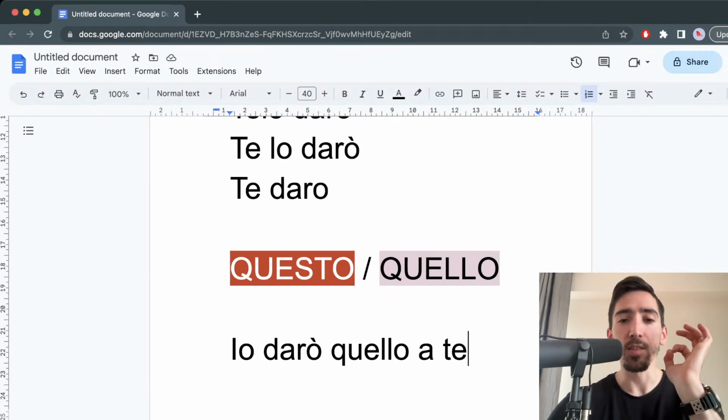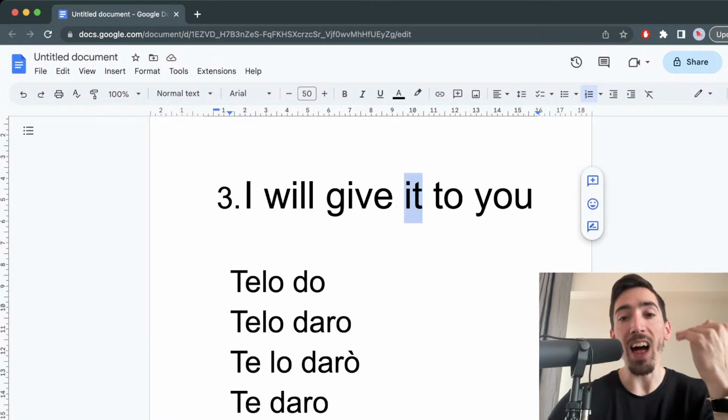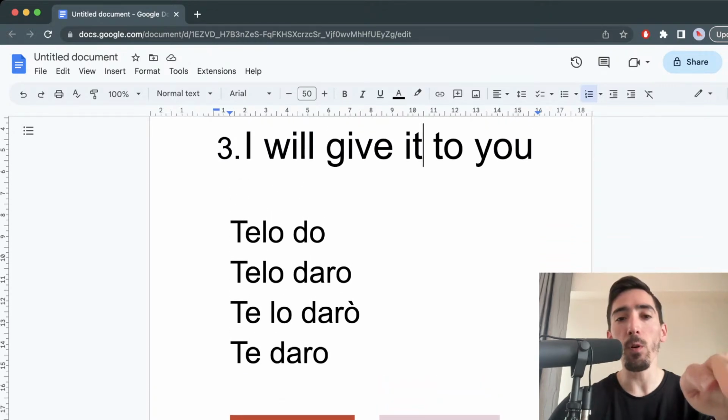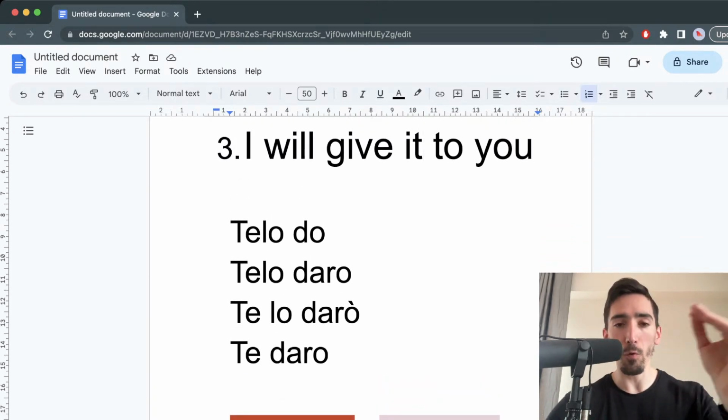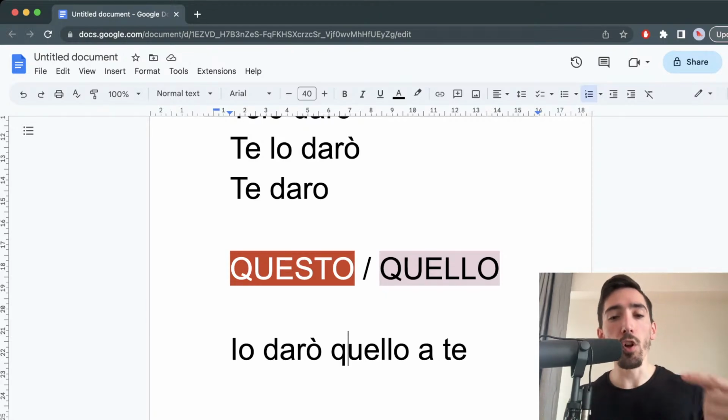So this is the spelt out version of I will give it to you, or I will give that to you. This is the spelt out version. So if I were to translate literally word for word from English to Italian, I would get this. Io darò quello a te. And indeed, if you spoke Italian like this, people would understand what you mean. However, this is not how you will hear people speak.